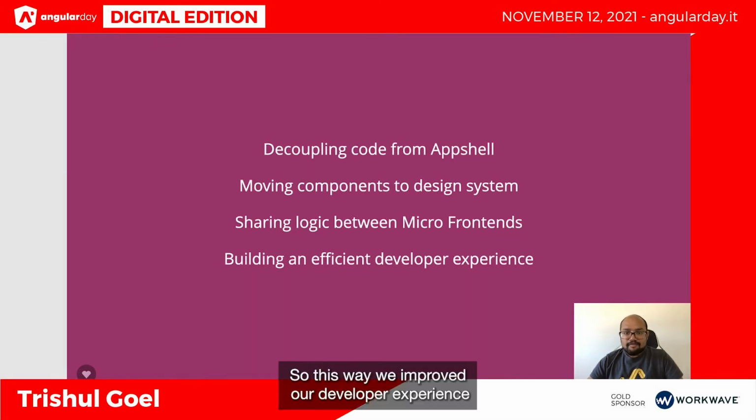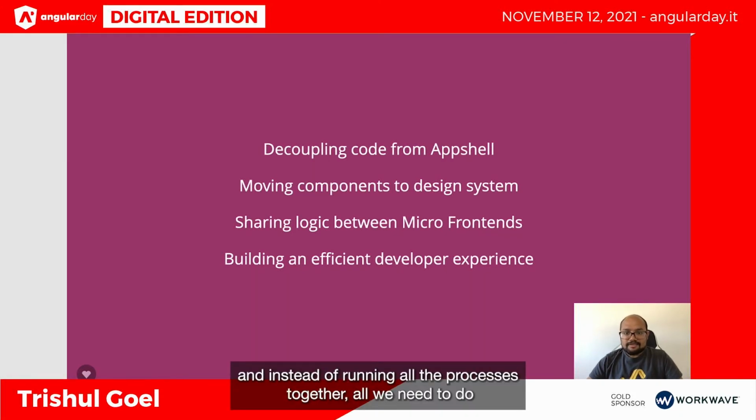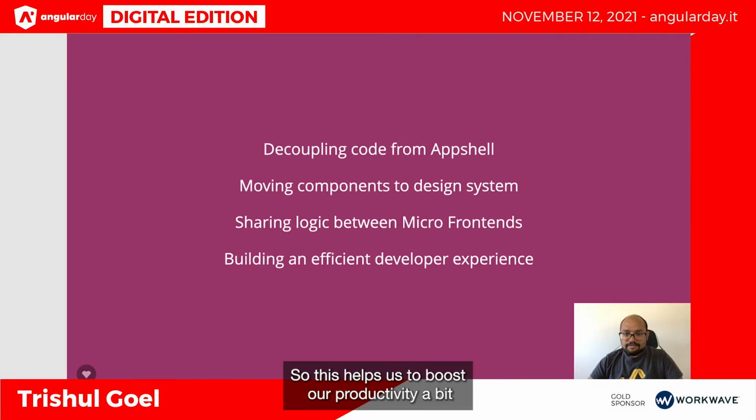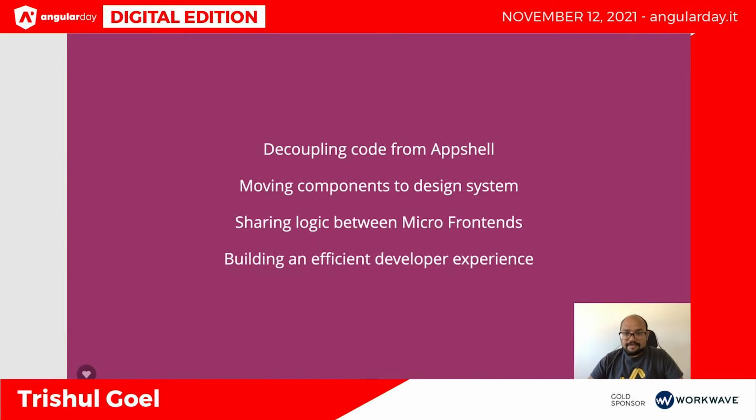This way, we improved our developer experience, and instead of running all the processes together, all we need to do is run one Docker image and one local node process. This helps us boost our productivity a bit and makes sure our developers are not frustrated.